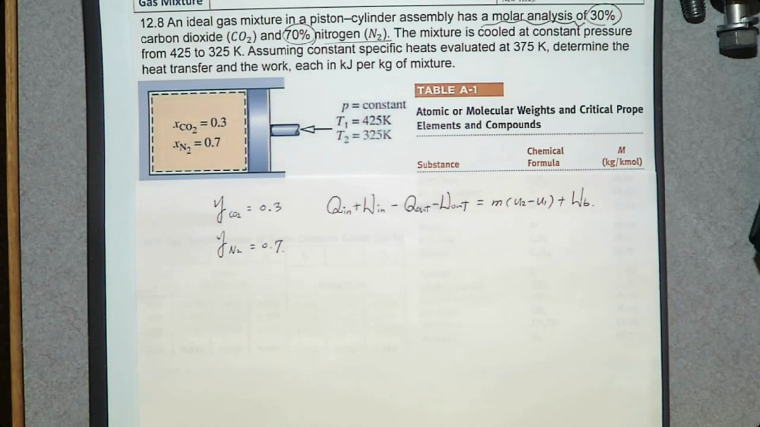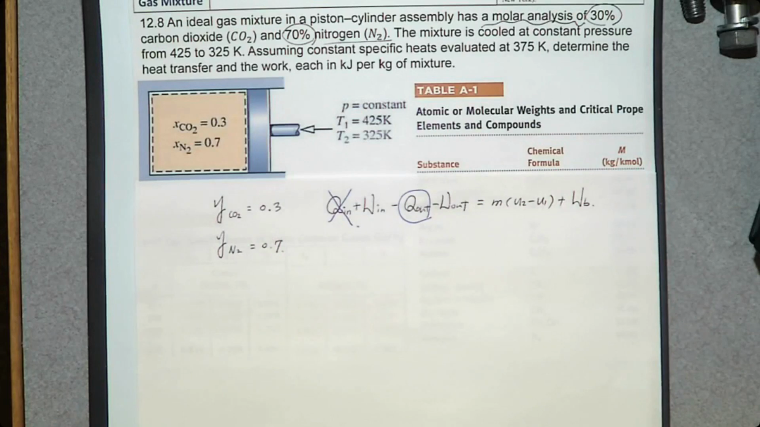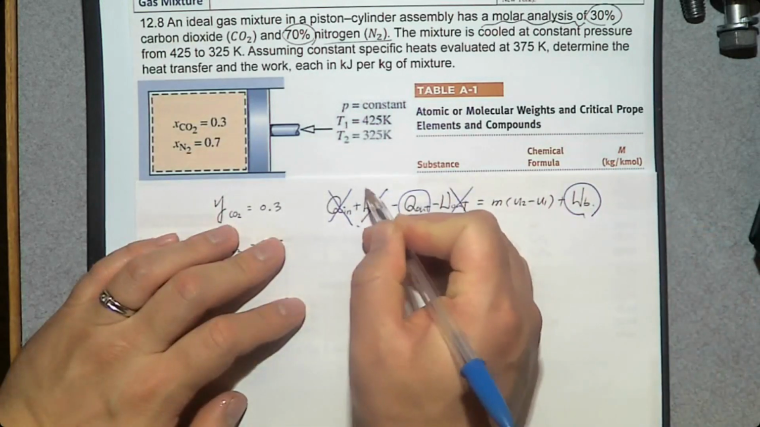And then it's a cooling process. Therefore, there is a Q out. There's no Q in. And the energy transfer by work here, since there is no information about how this piston is connected, the only energy transfer by work is going to be this moving boundary work. Then you can neglect the rest of them.